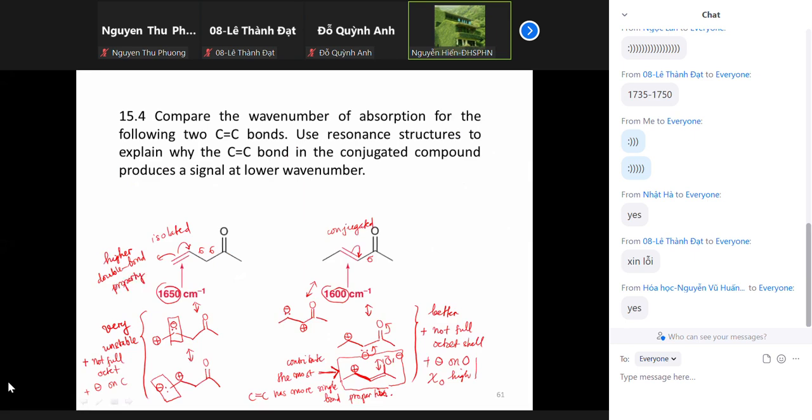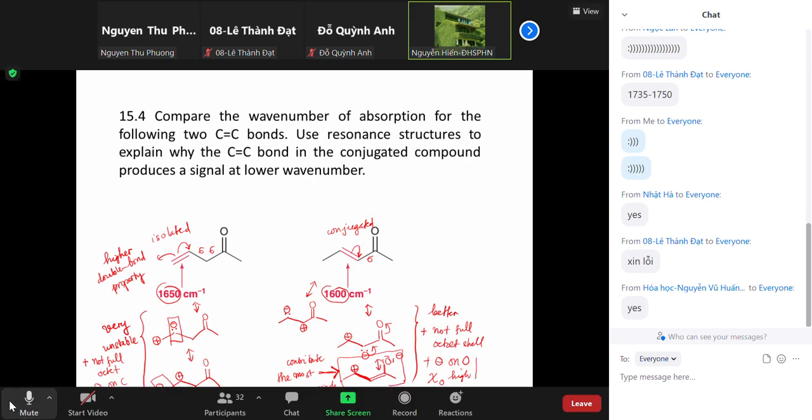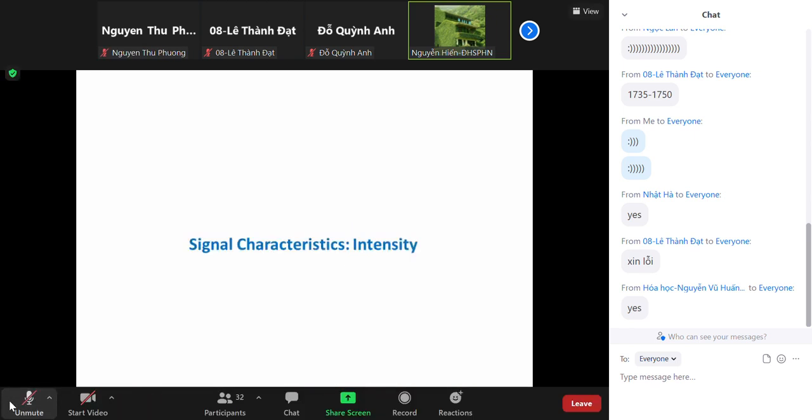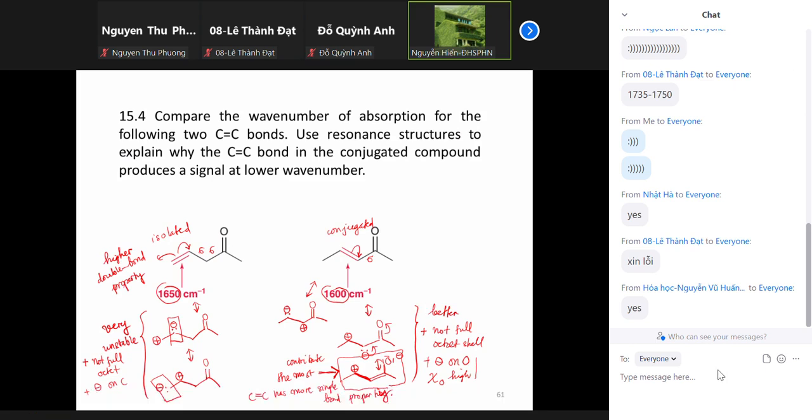Single bond property. So you can take notes about this and can have a look again at home by yourself.